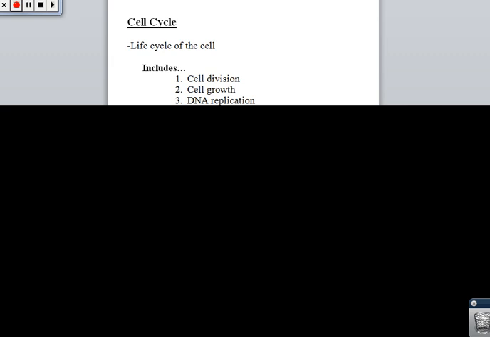Each one of these coincides with a major event or process in the life cycle of the cell. The first one, cell division, is really just known as mitosis. That's where the DNA, cytoplasm, and organelles are divided up. So you start off with a single cell, then you end up with two cells, and they all have the DNA they need, the cytoplasm, and all the organelles that they need. Okay? So that's cell division.